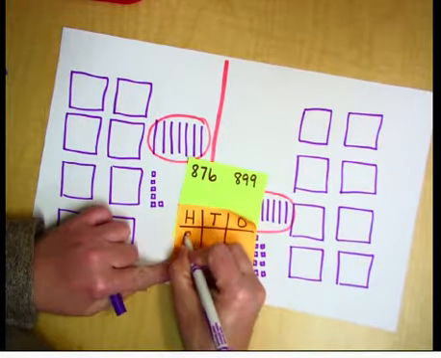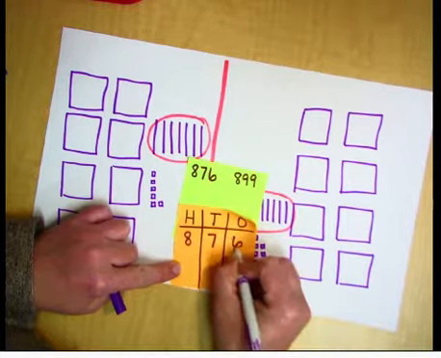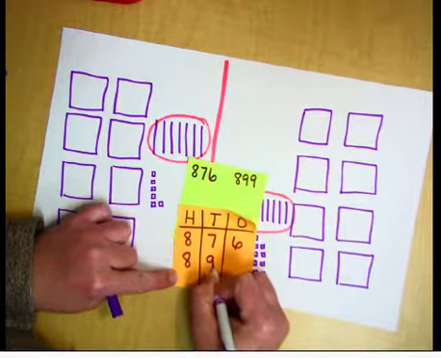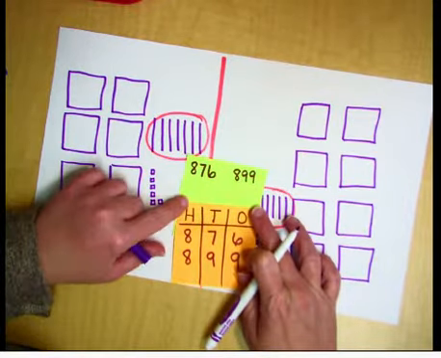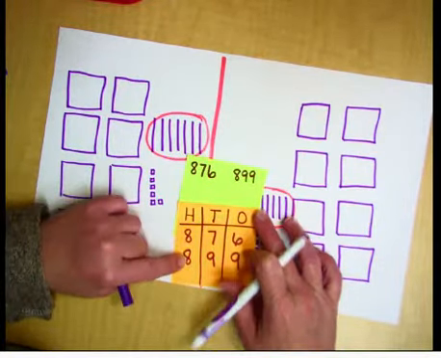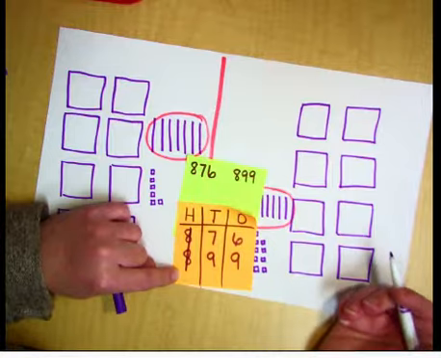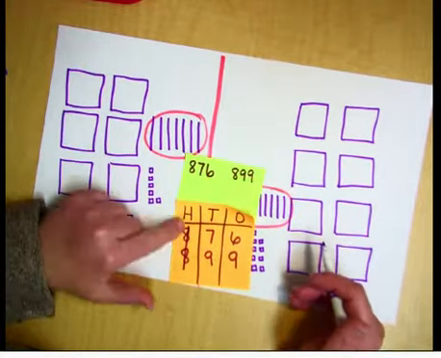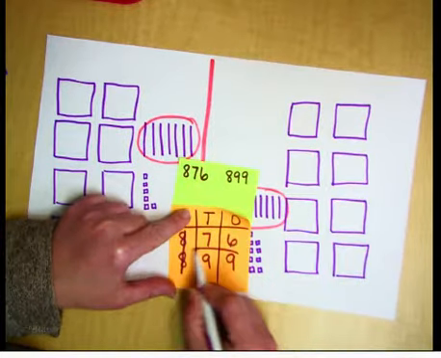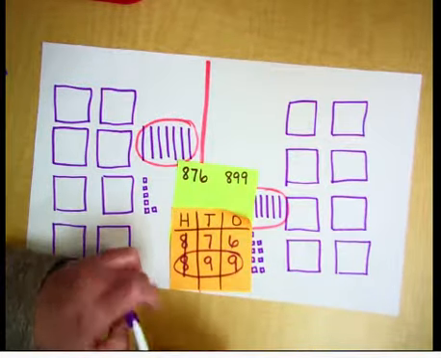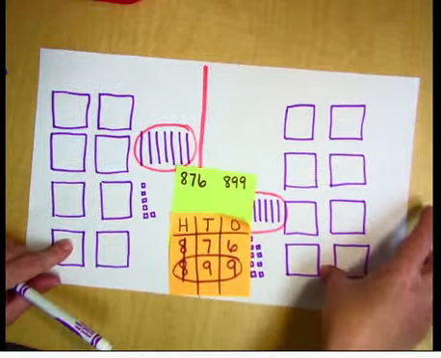We've got 876, 899. So the HTO chart just kind of lays it out for us. In the hundreds place, we have an 8 and an 8. They're the same. So we can't compare those because they're equal. They're equal that far. So then we look in the tens place, the 7 and the 9, and it's bigger. So the HTO chart will help you with your thinking here.